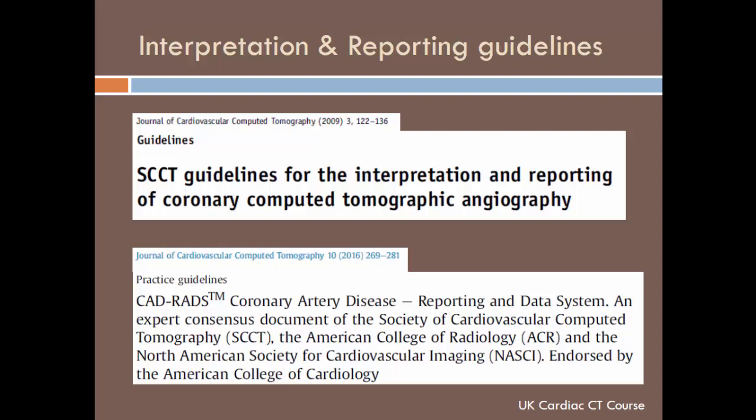recommend you reading these guidelines. They're quite useful. And then lately, just this year, they have published what they call CAD-RADS reporting method. So CAD is coronary artery disease, and RADS stands for reporting and data system. So it's a reporting and data system for coronary artery disease based on CT angiography.